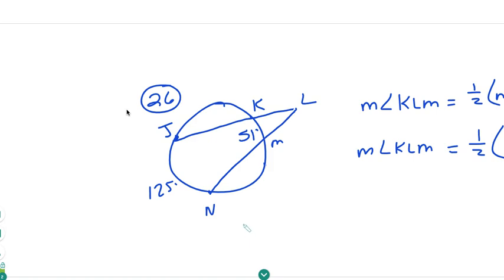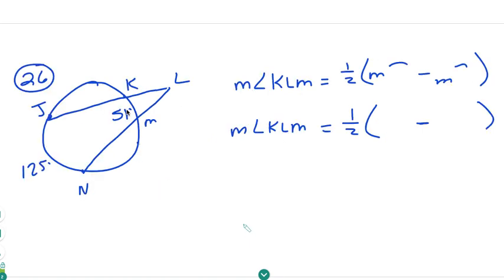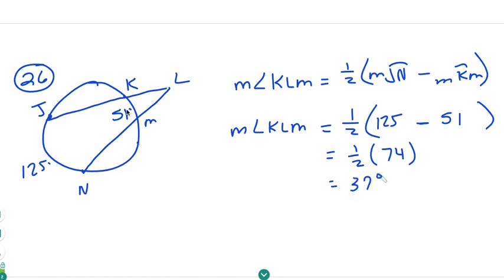Okay, 26, we have an angle that's created by two secants. So we're going to have the measure of KLM is going to be equal to half of the difference of arc JN and KM. So that's going to be 125 minus 51, 1/2 of 74. So that's going to give us 37 degrees.